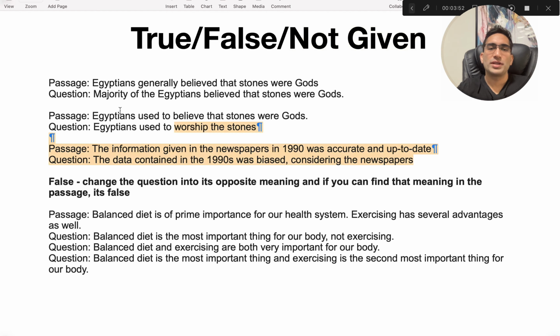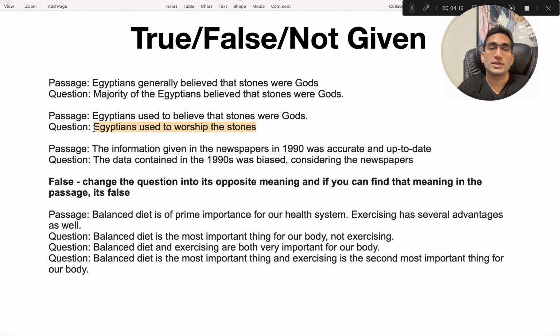So you can see the approach that I used in both cases was the approach that is mentioned in the definition right here, which you need to remember for IELTS reading. False would simply be false if you change the question into the opposite meaning, and if you can find that meaning in the passage, then it's false. We said the opposite of biased is equal, fair, just. We didn't find it, so it's not false. If we found it, it would be false.